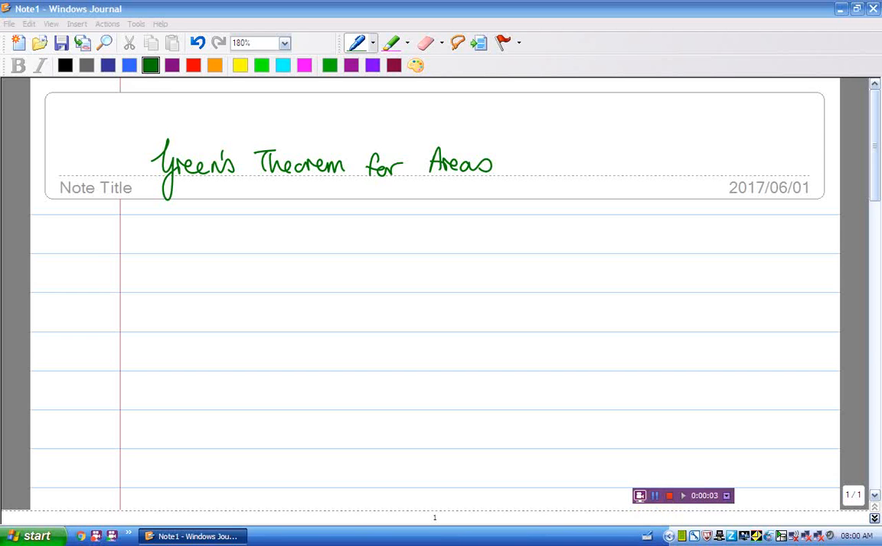Good to see you. So Green's theorem. We've been doing Green's theorem in the one direction where we're given a line integral and we turn it into a double integral. But today we're going to look at the other direction. We start with the double integral and we turn it into a line integral.